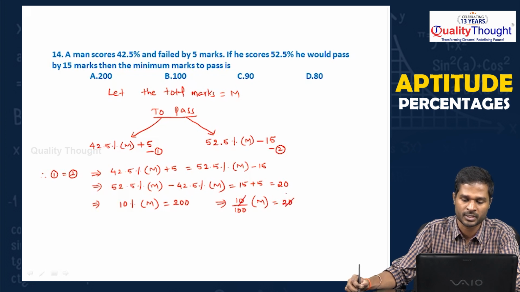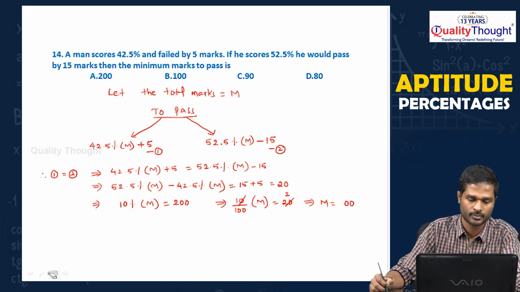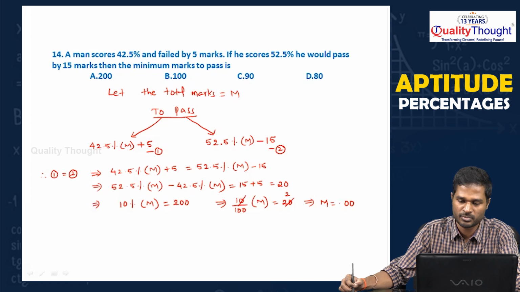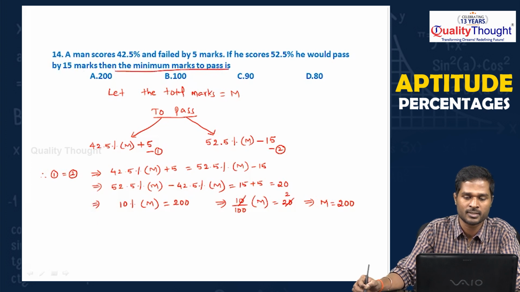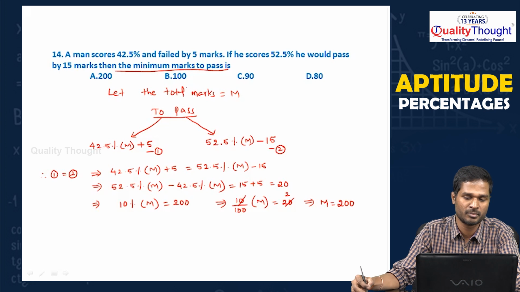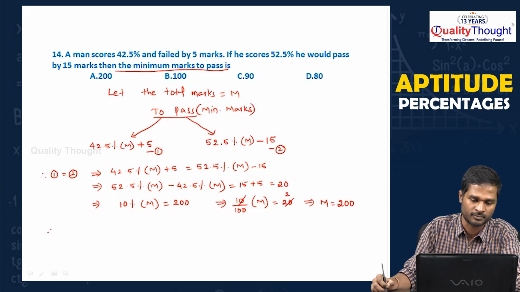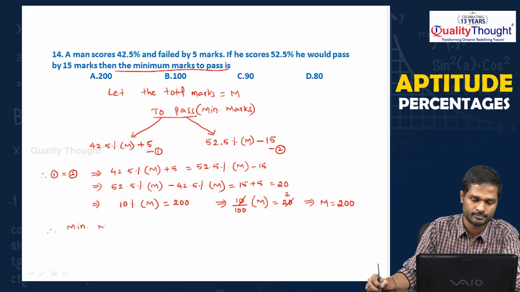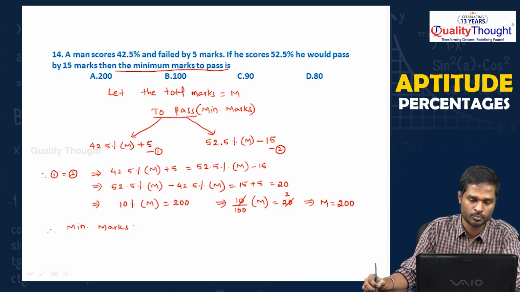So 10 ones are 10, 10 twos are 20. So the maximum marks for which the exam has been conducted is 200. Now what he is asking is the minimum marks to pass in the exam. Here if you want, you can write: minimum marks. So to pass in the exam, any one equation you can take; I will take the first equation. So minimum marks to pass in the exam.